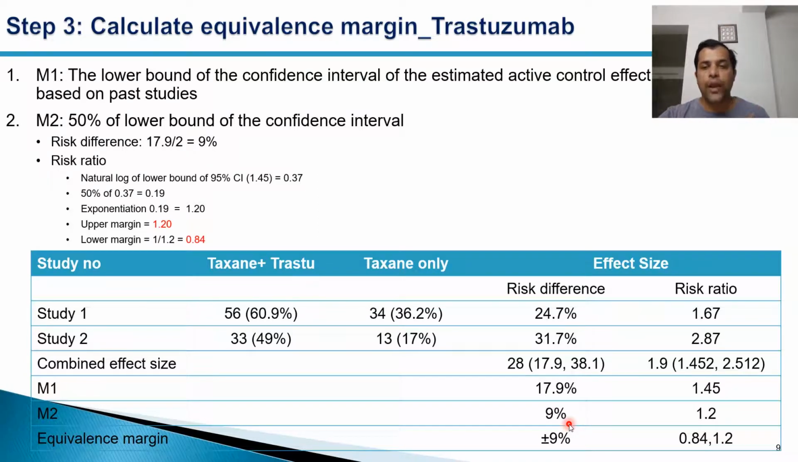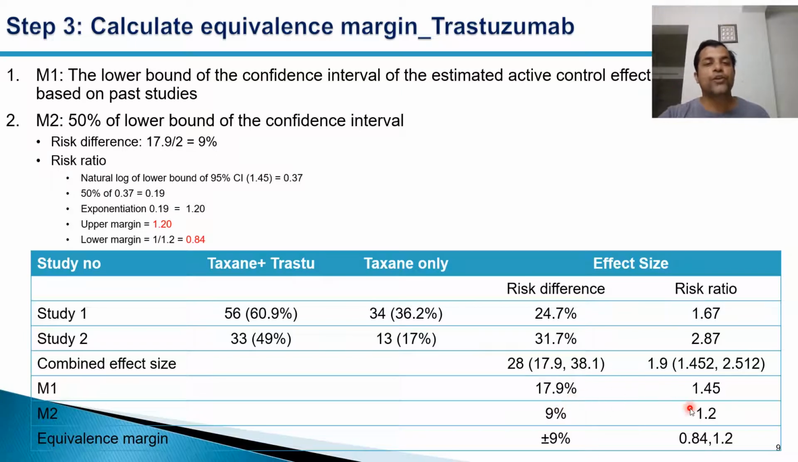Now M2 for risk ratio, so lower bound is 1.45 and it will be 50% of that, about 1.2. Now for this 50%, it is not as simple as dividing 1.4 by 2 and you will get 50%. Okay, because this is based on some logarithmic assumption.